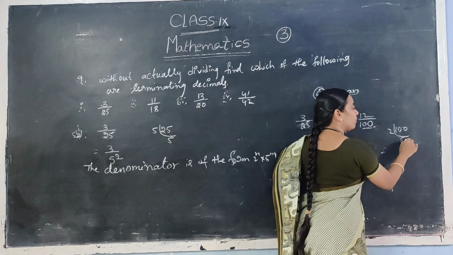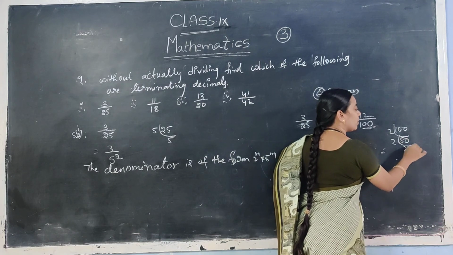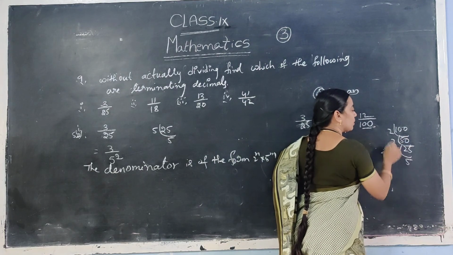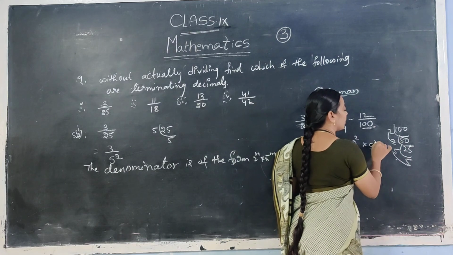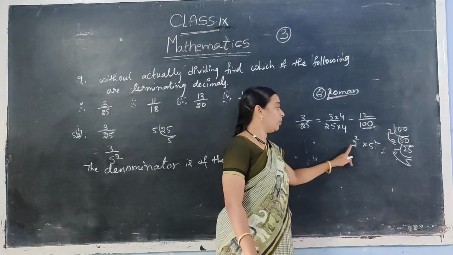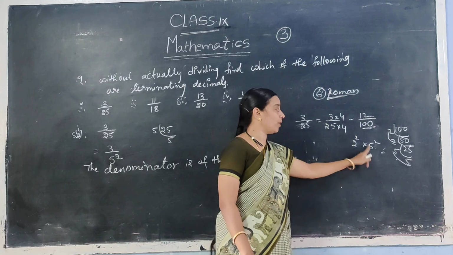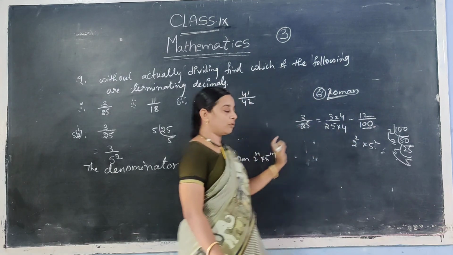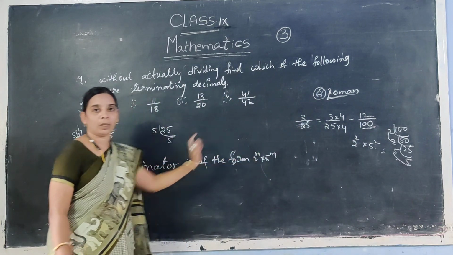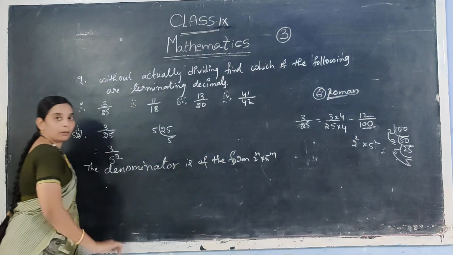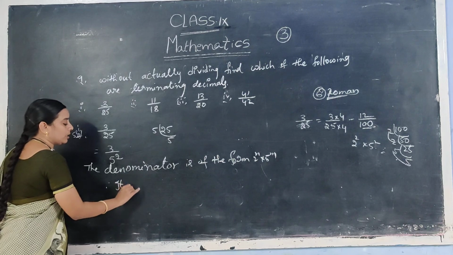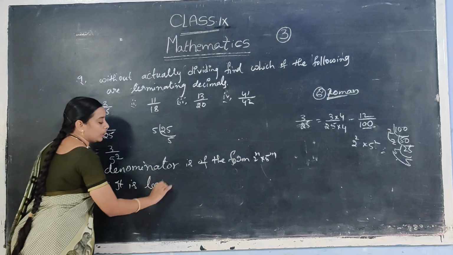2 fives are 10, 2 twenty-fives are 50, 5 fives are 25. So here 2's, 2 are there, and here 5's, 2 are there. 2 square, 5 square. That means 2 and 5 both are the factors now. So that's why we have to write 2 power n into 5 power n. So that's why this denominator is in the form of 2 power n into 5 power n now. So that's why it is a terminating decimal.